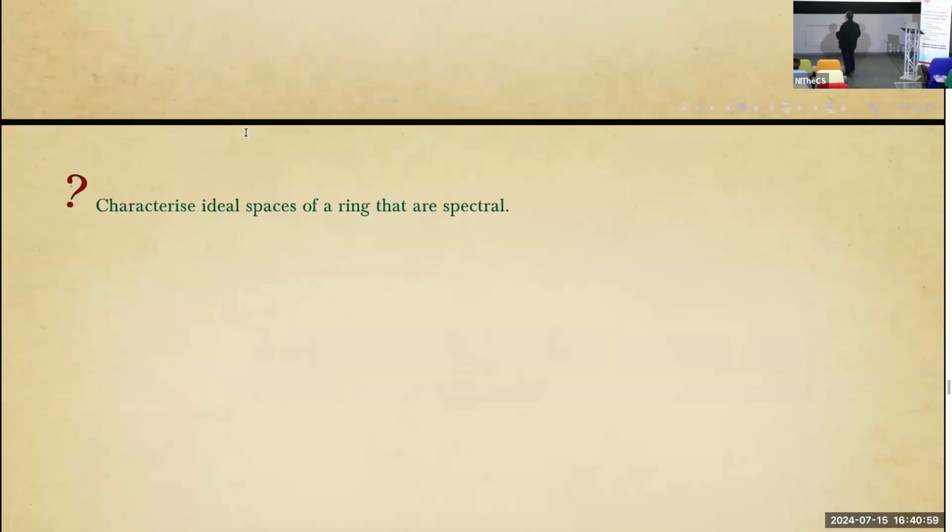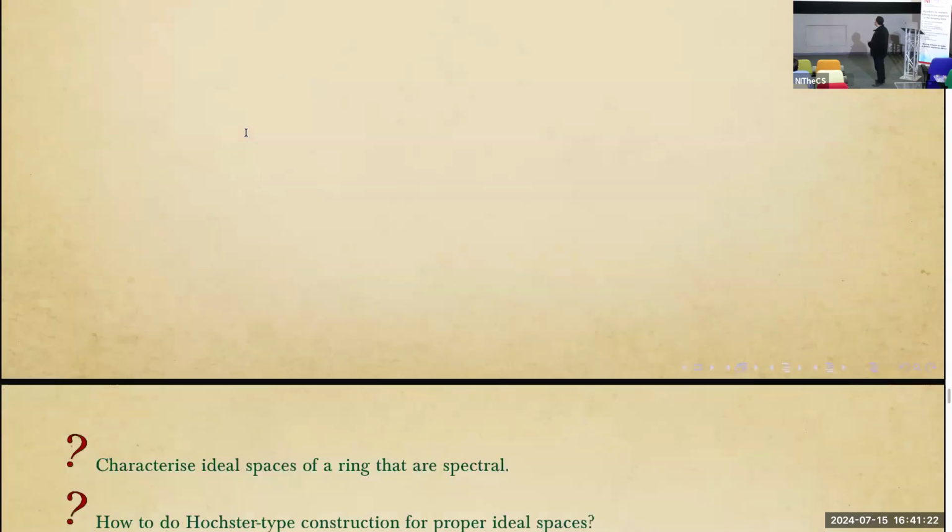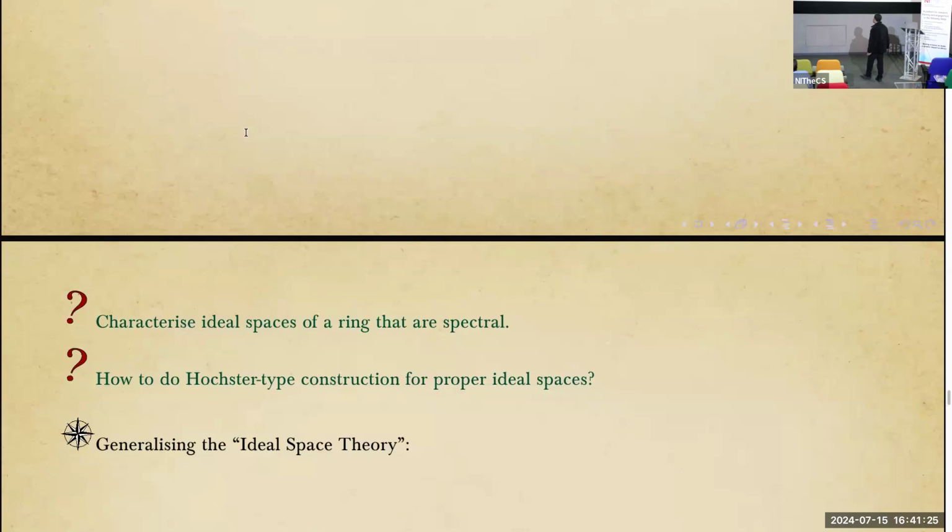So the natural question is, can we characterize ideal spaces that are spectral, which is of course maybe impossible, if not very difficult to do. The next question is how to do Hochster type constructions even for proper ideals, because we now know the proper ideals form a spectral space, but how to construct that is beyond my comprehension and ability at this moment. So the question is, we talked about these ideal spaces endowing any classes of ideals.